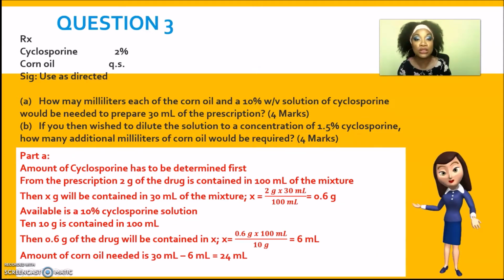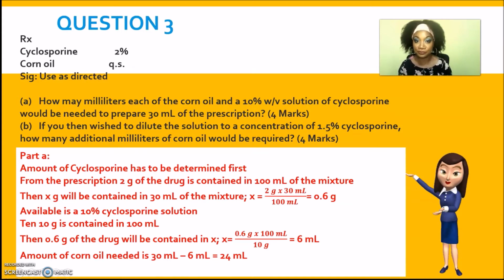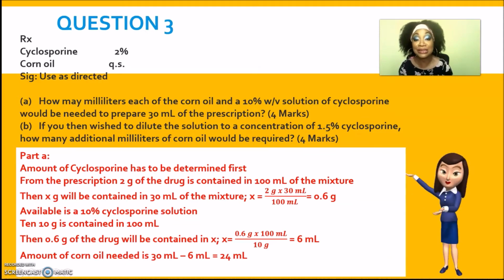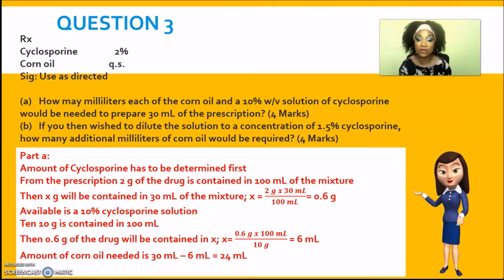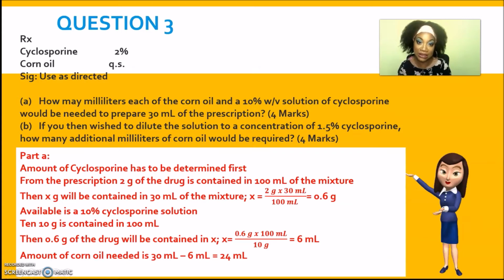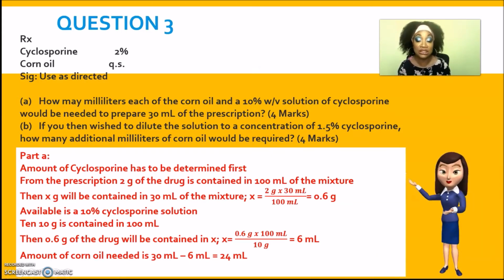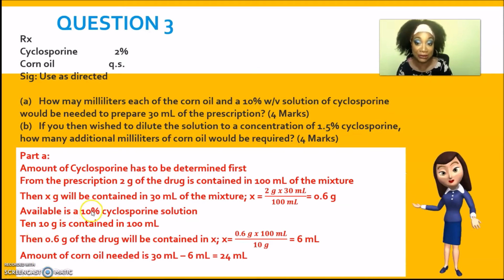Again, we always go back to this. Where am I going to get my 0.6 grams from? Am I going to get it from a pure powder? Go to the scale and weigh the 0.6 grams? Or am I going to get it from a solution? We're going to get it from a 10% stock solution. So we need to find out what volume of this 10% stock would furnish us with 0.6 grams. So if 10 grams is in 100 ml, then 0.6 grams will be in X, and we get 6 ml.